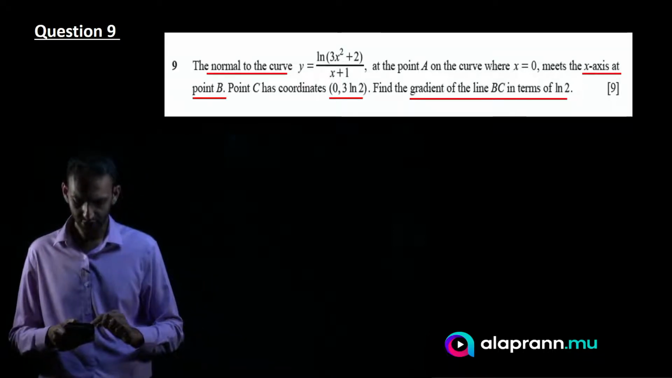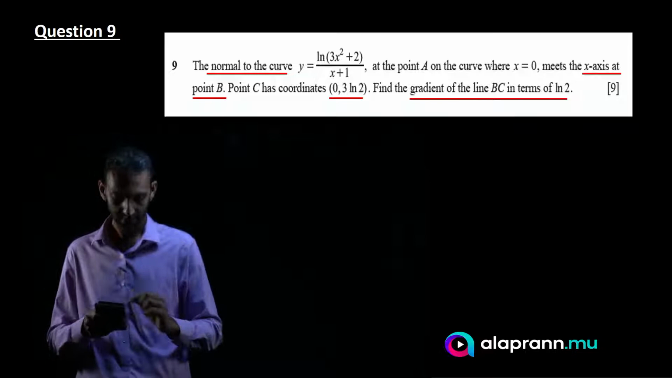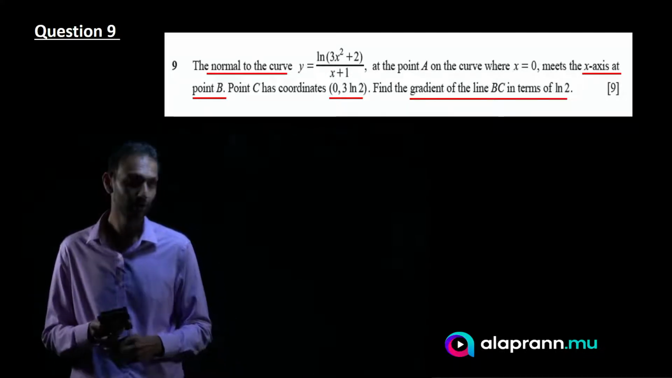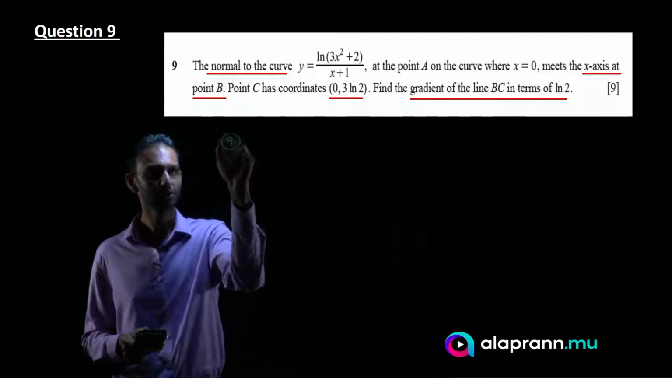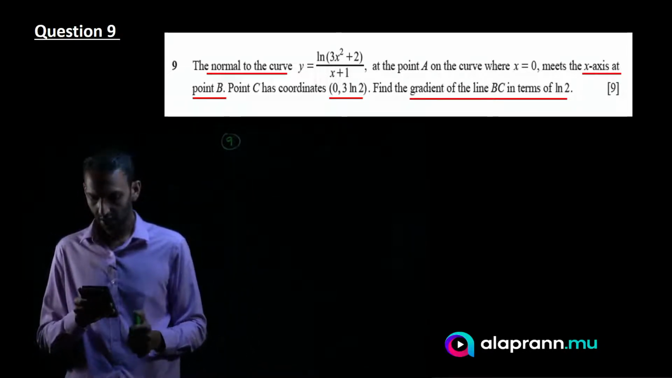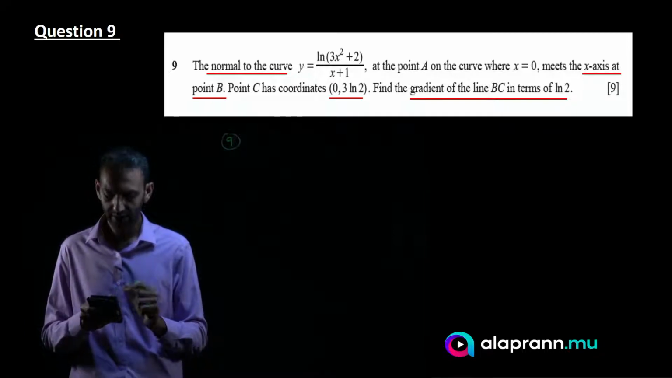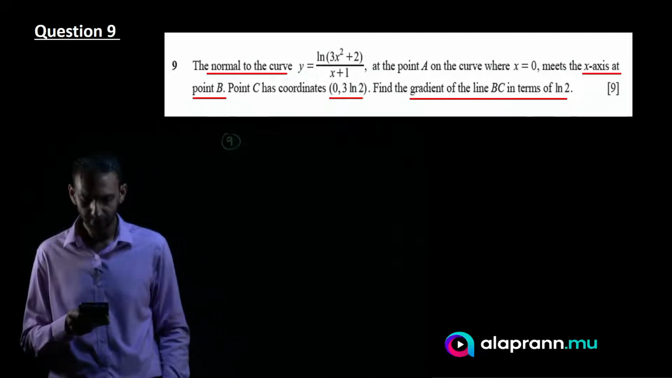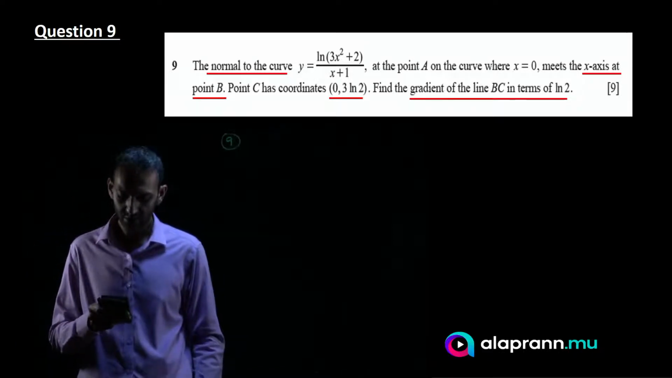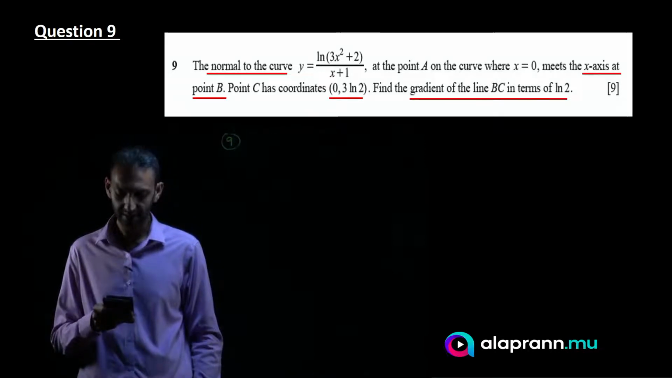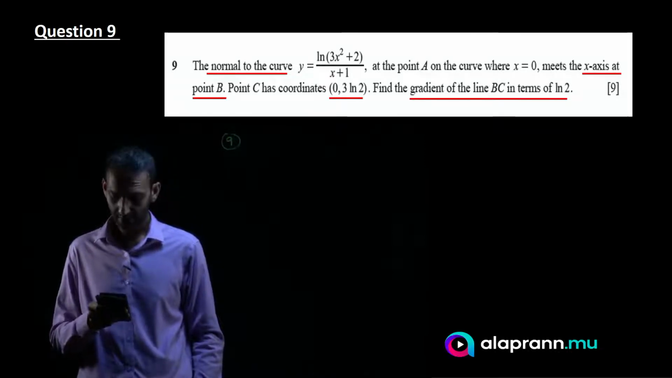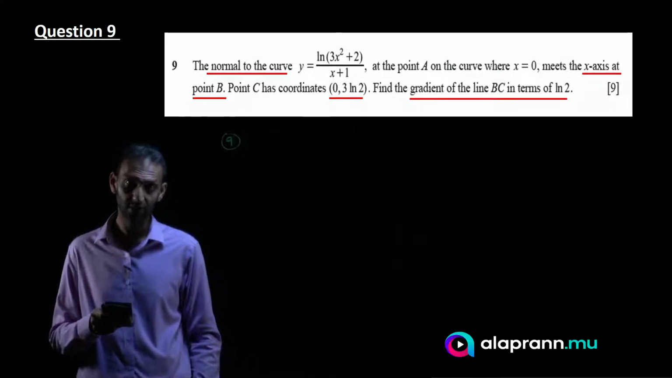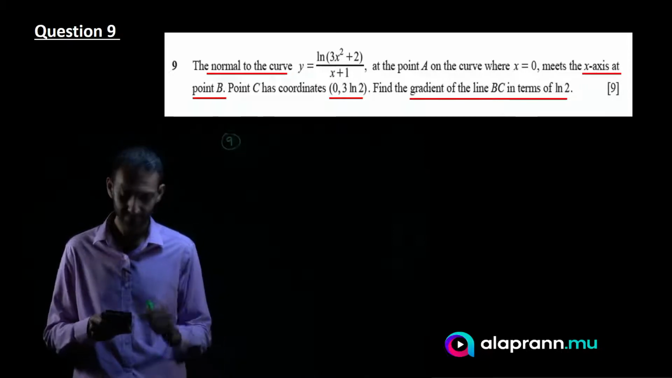Okay, let's just look at question number 9. Question number 9 is related to the normal to the curve y is equal to, so I'll just write 9 here. Let's read the question together. The normal to the curve y is equal to ln of 3x squared plus 2 divided by x plus 1 at the point A on the curve where x is equal to 0 meets the x-axis at the point B. The point C has coordinates 0, 3 ln 2. Find the gradient of the line BC in terms of ln 2.